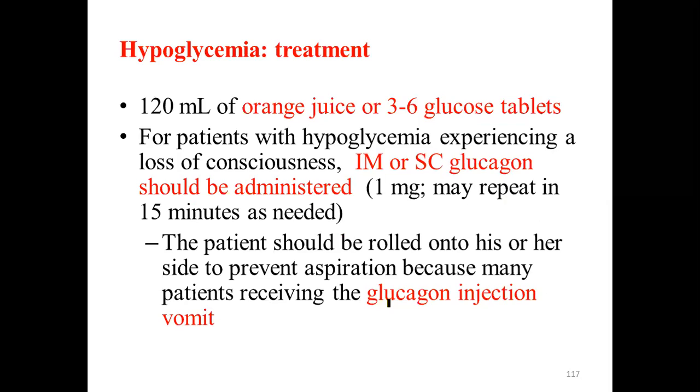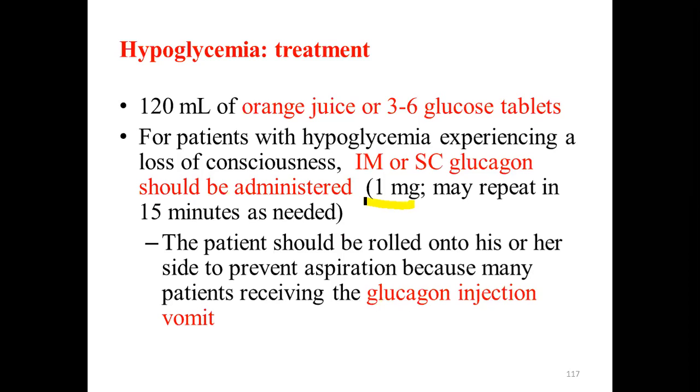So how do we treat hypoglycemia? The treatment is very simple. You give them a glucose tablet or maybe a soda, or anything else that contains sugar. But if the patient is unconscious, glucagon administration is needed. Remember, glucagon is one of the most common counter-regulatory hormones that can counteract hypoglycemia. Glucagon can be given IM or subcutaneously, 1 milligram.